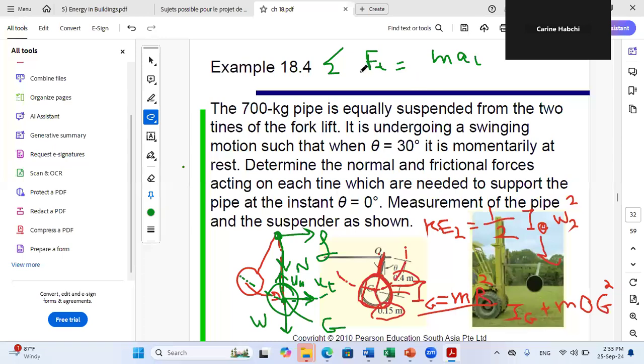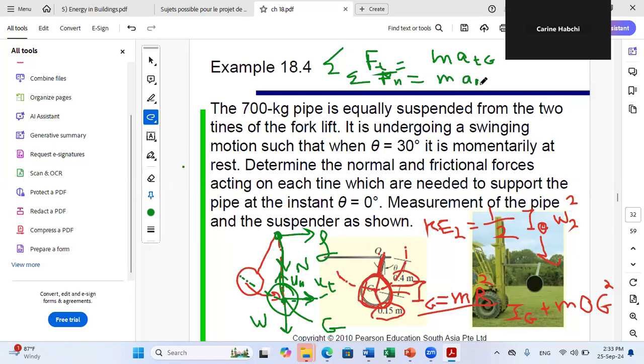And sum of N, sum of normal forces, of course, at point G, okay? Always we take the acceleration of the center of mass. Sum of normal forces equals M times A normal at G.